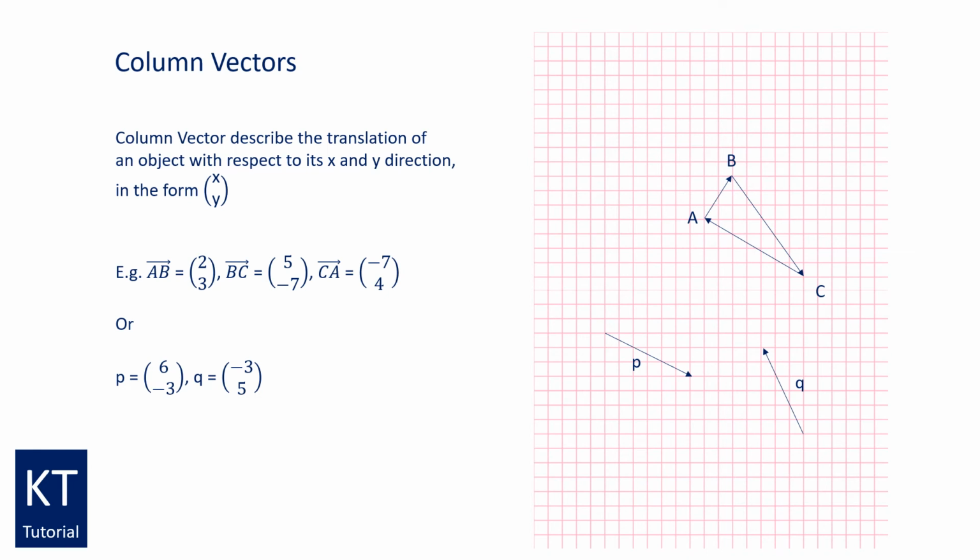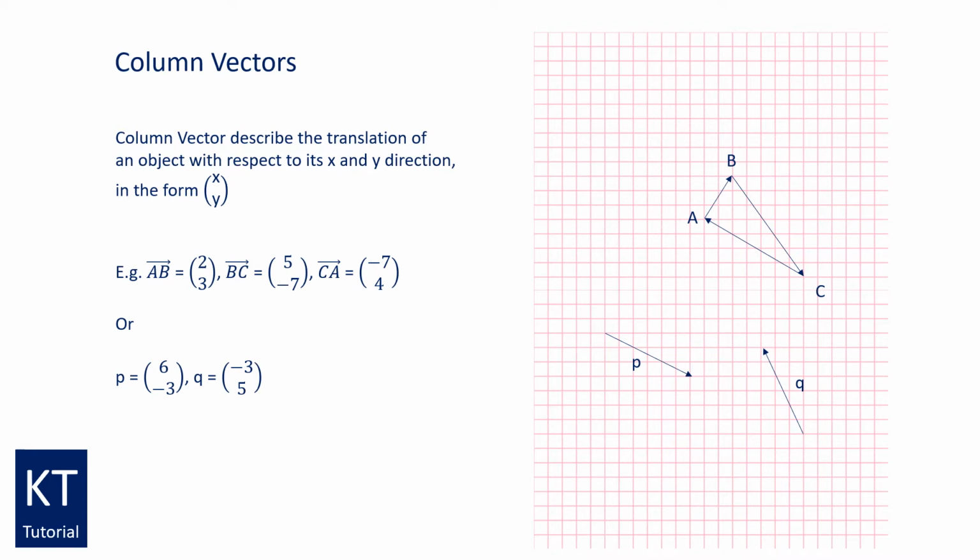I wish to begin with the description of column vectors. It is the translation of an object with respect to its x and y direction in the form of column vector (x, y). Referring to the diagram on the right, where its starting point is A and its ending point is B, AB can be represented by the column vector (2, 3). Likewise, BC and CA can be represented by the column vectors (5, 7) and (7, 4) respectively.